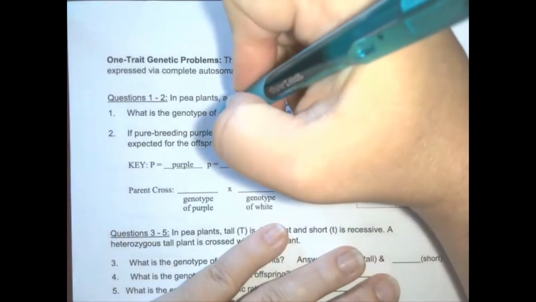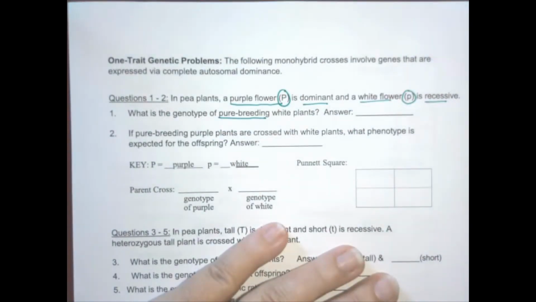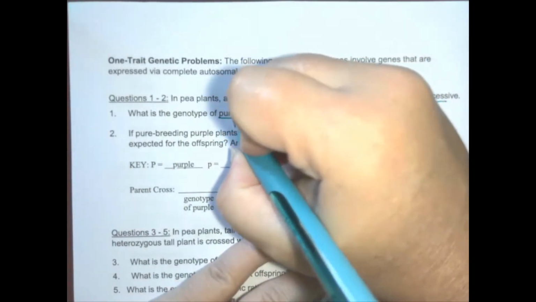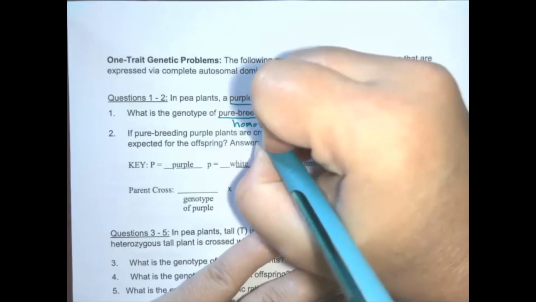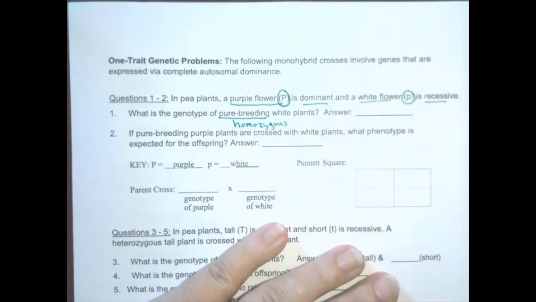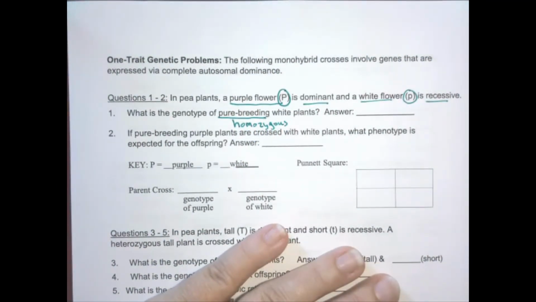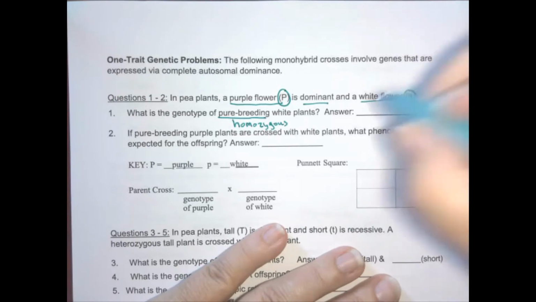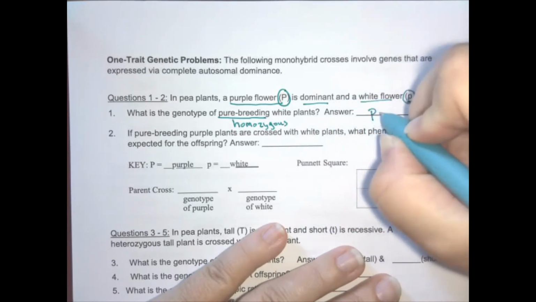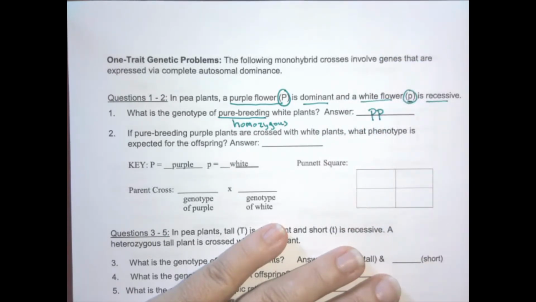So guys, here when we look at the pure breeding, that means they are homozygous. So what does homozygous mean? It means they're the same. What 2 letters do they have to have if they're going to be a white flower? They are going to have these recessive letters. And so the white flower is going to be little p, little p. Okay.